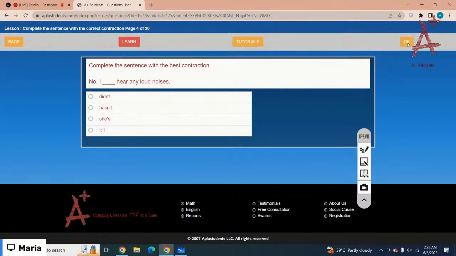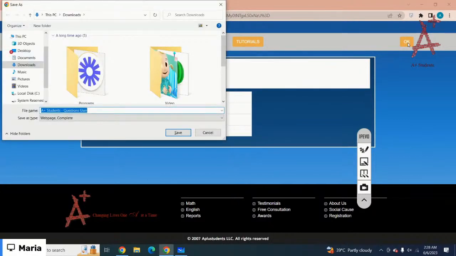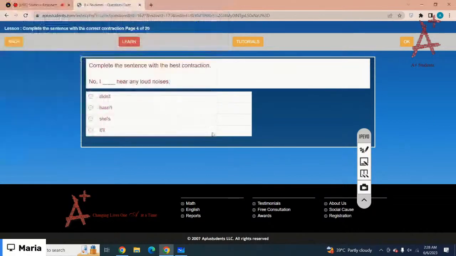No, I dash hear any loud noises. So which is the correct option? Didn't, hasn't, she's, it's. Which is the correct option? Didn't hear any loud noises.